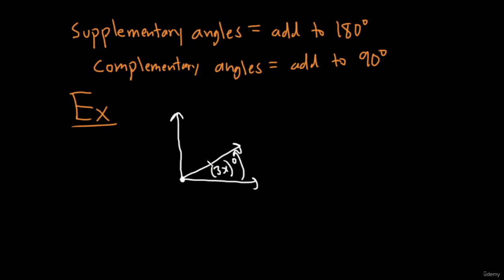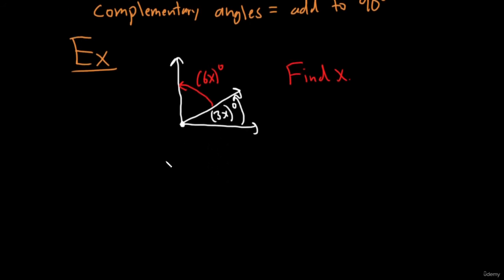I'll use a different color. Use red. And let's say this one is 6x degrees. Okay, so we have two angles, this one and this one. And the question is to find x. This should be pretty fun. Maybe we can do it together. So solution. We have two angles here and it looks like this is a 90-degree angle.